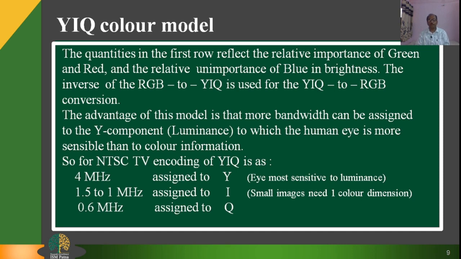can be assigned to the Y component, which shows luminance, to which the human eye is more sensitive than to color information. So for NTSC TV encoding of YIQ, 4 megahertz is assigned to Y, 1.5 megahertz to I, which is good for small images, and 0.6 megahertz assigned to Q. So these are the various bandwidths allocated to the different components to transmit the images on our TV screen.